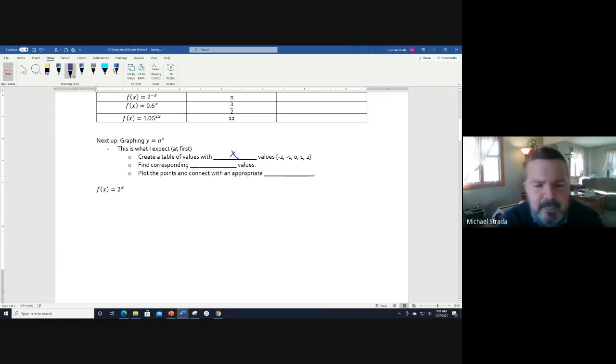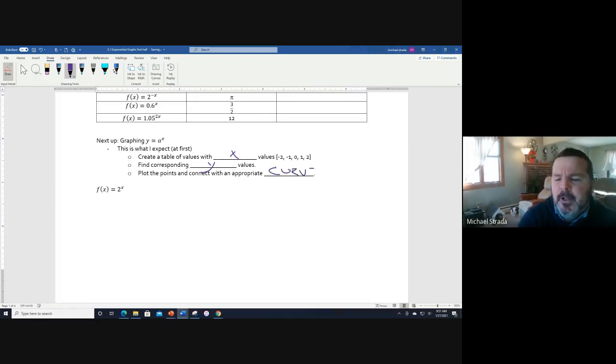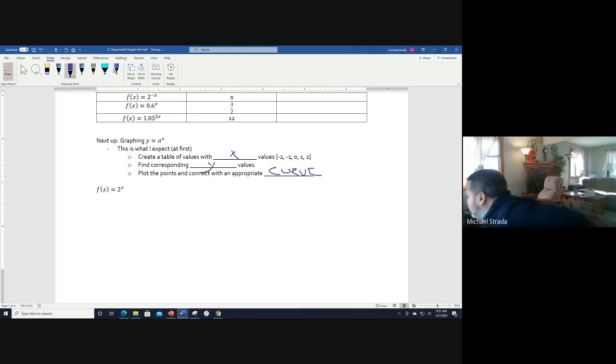with x values, -2, -1, 0, 1, 2. Eventually, we will get that down to -1, 0, and 1. Find corresponding y values. You then plot the points and connect with an appropriate curve. Not all of you are artists. That's why we're going to plot the points as well.